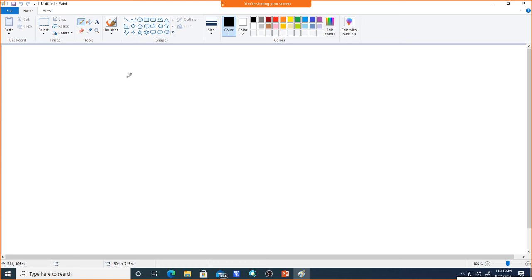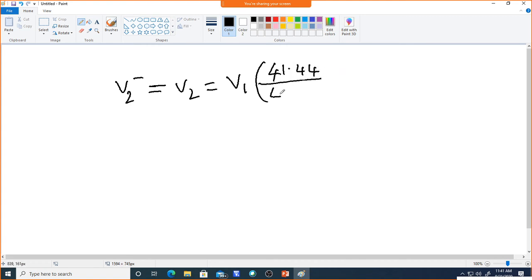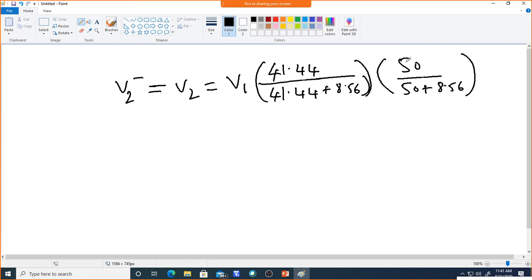Now we can determine V2 minus, which is equal to V2, into V1 times the parallel combination, which we have already found, that we can write as 41.44 plus 8.56, into 50 by 50 plus 8.56. So this is the network description for the S21 value.